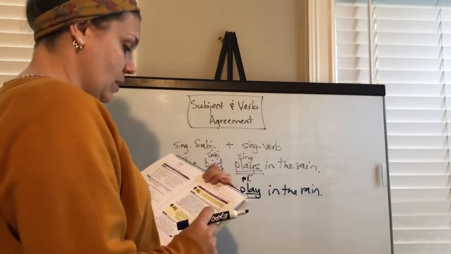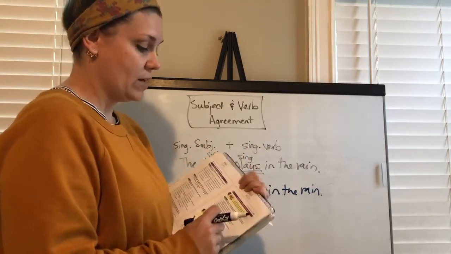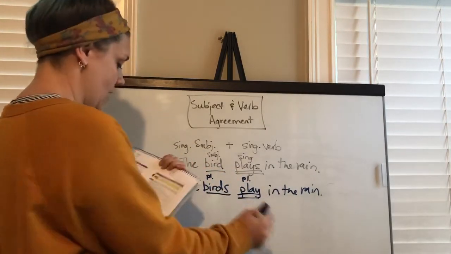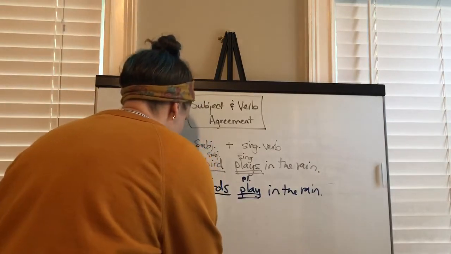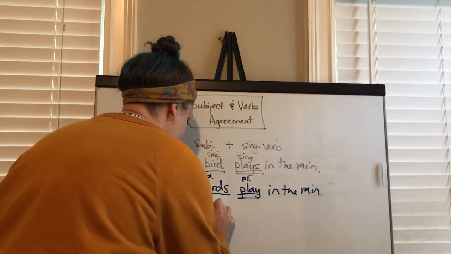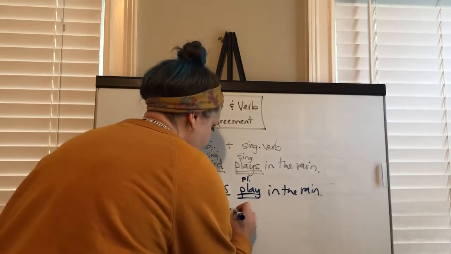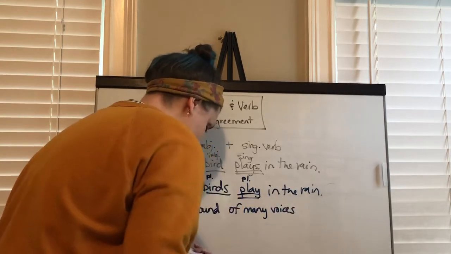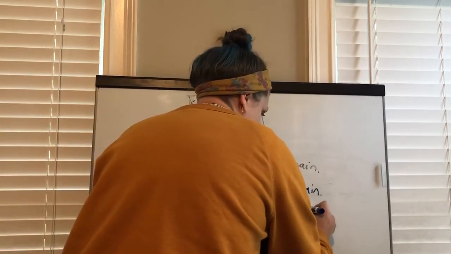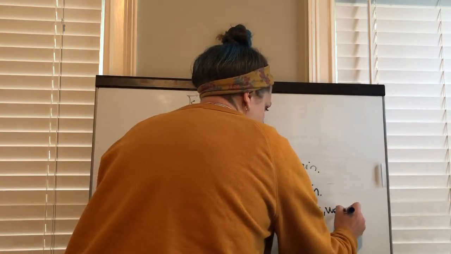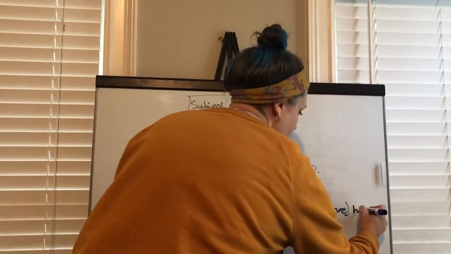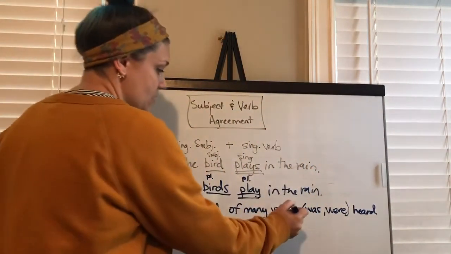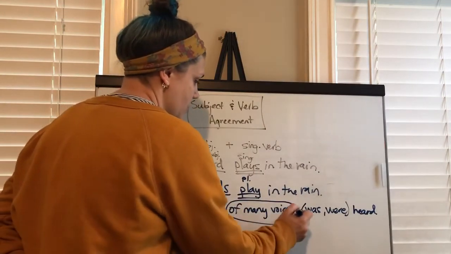On page 233, it's pulling out this special situation where sometimes there's a prepositional phrase that separates the noun from its verb, okay? Like, here's an example. Look at number 1 on that page. It says, the sound of many voices, and then it gives you a choice, was or were heard. Okay, what they're talking about here is that this prepositional phrase sometimes trips people up.